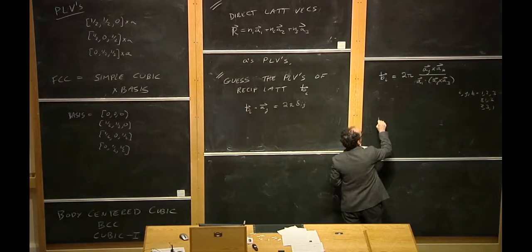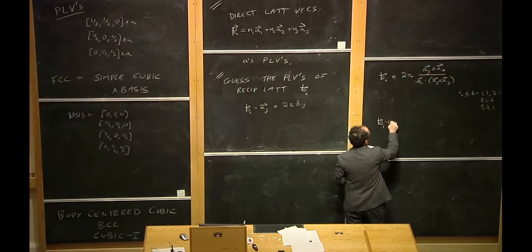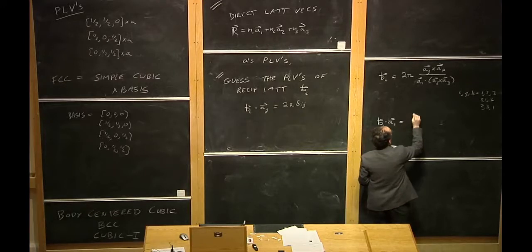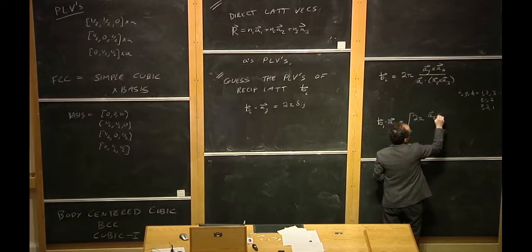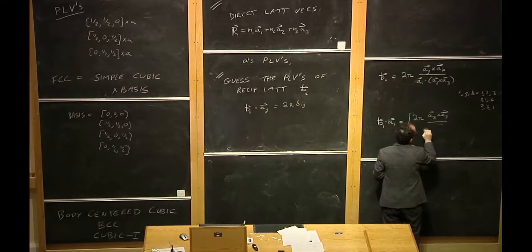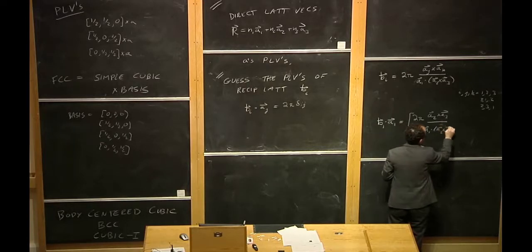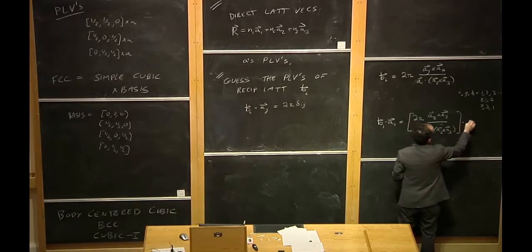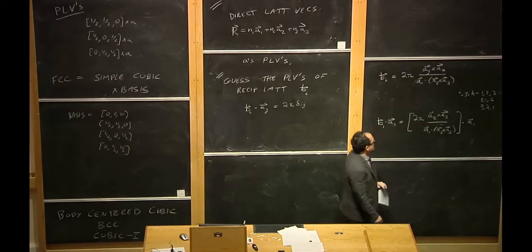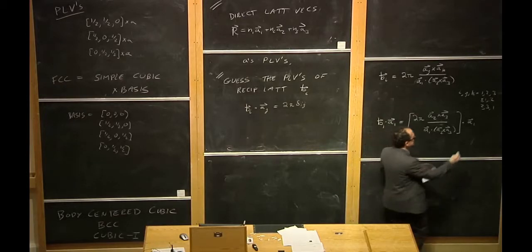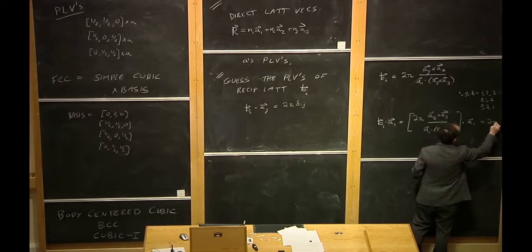So let's take, for example, B1 dotted with A1. We'll write out B1: B1 is 2 pi A2 cross A3 over A1 dotted with A2 cross A3. And then we want to dot that into A1. We see that the numerator and the denominator are actually identical, so we just get 2 pi, as we're supposed to.